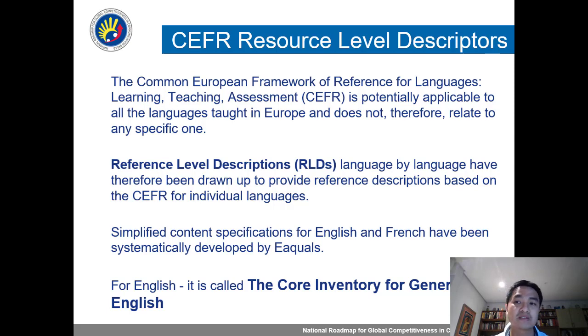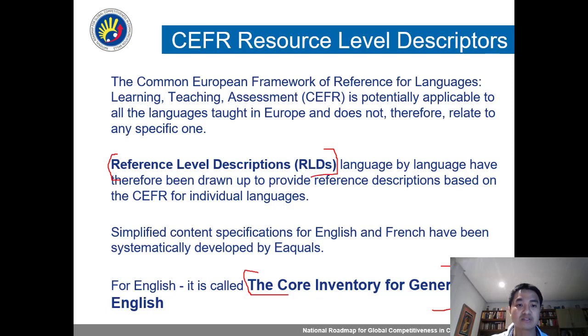Because Spanish is different to English, it has more tenses, like the subjunctive tense, which doesn't exist in English, and Tagalog has way fewer tenses than the European languages do. So, on a per-language basis, people have created what we call reference level descriptors. The important things to note are the Core Inventory for General English and reference level descriptors.